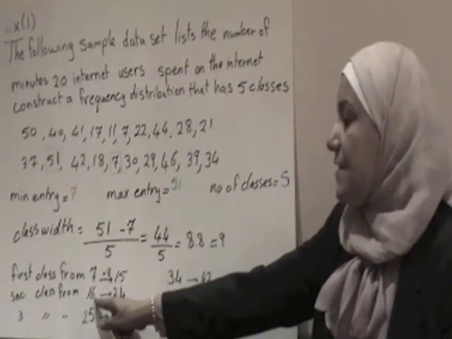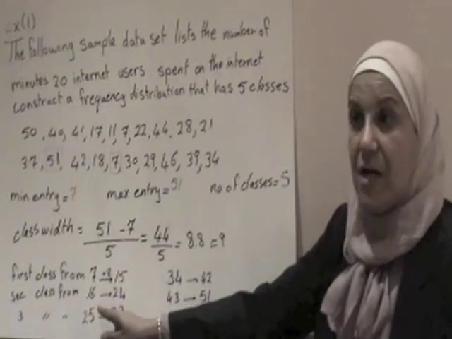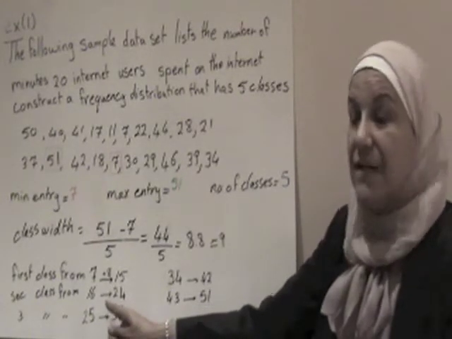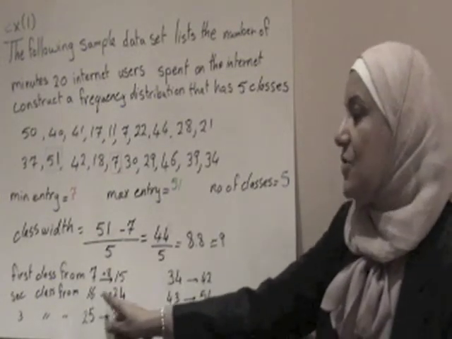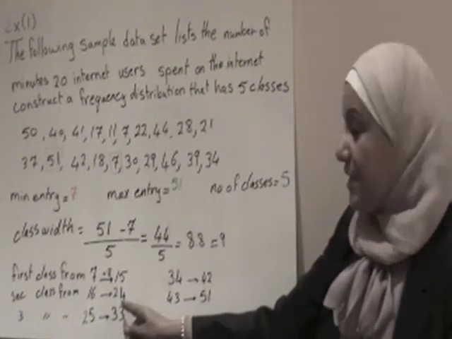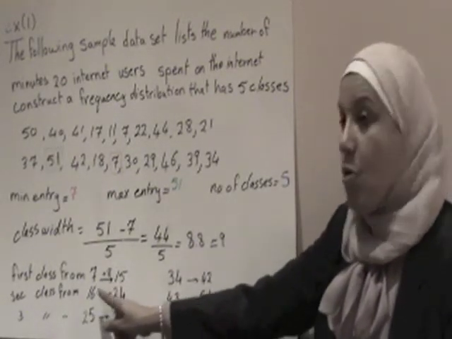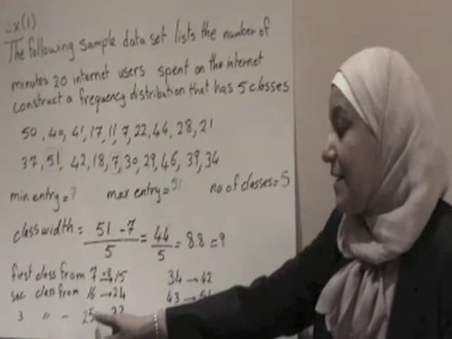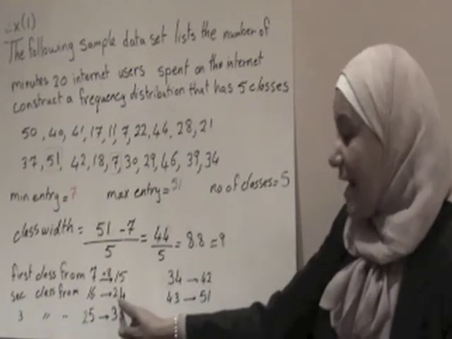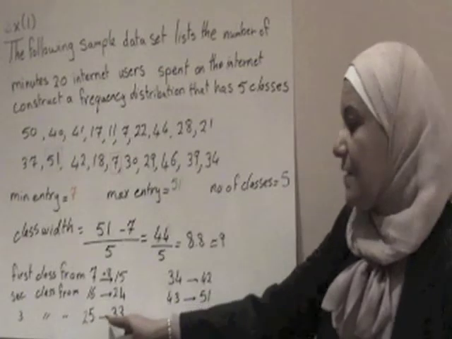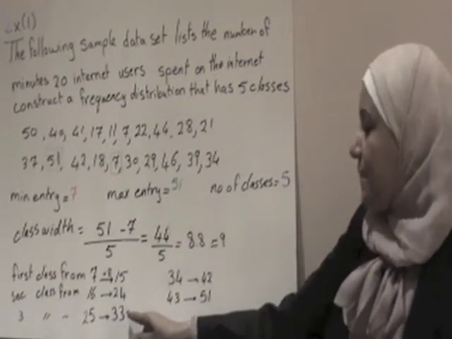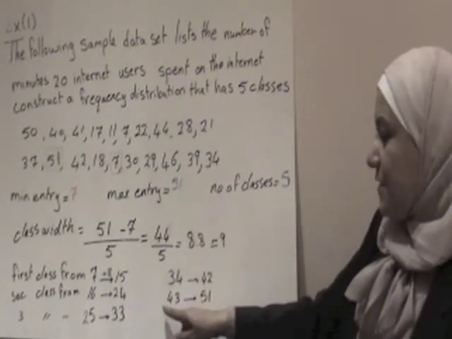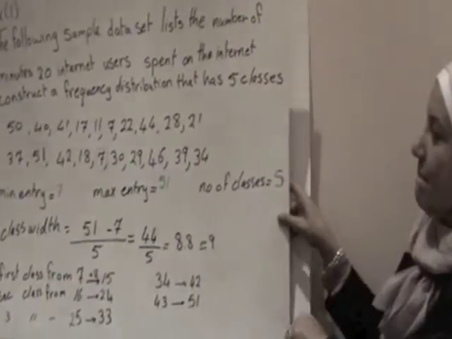Shall I start with 15 here for the next class? No. Why not? Because then you're going to have 15 in 2 classes, which is not right. You need to have the next number, which is 16, in your next class. Do the same thing, which is either plus 8 or add them to make 9. 16 plus 8 is 24. And then the one after the 24, which is 25. 25, and then we go up to 33. And then 34 up to 42. And then 43 up to 51.